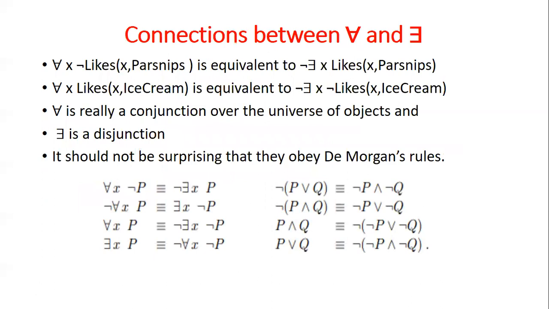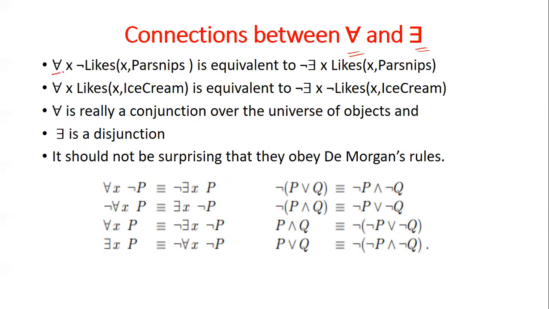Next, the universal quantifier and existential quantifier are connected in some way. So if you want to replace a universal quantifier with an existential quantifier, or an existential quantifier with a universal quantifier, for some reason, we can do that. So how to do that is what we'll be discussing here.